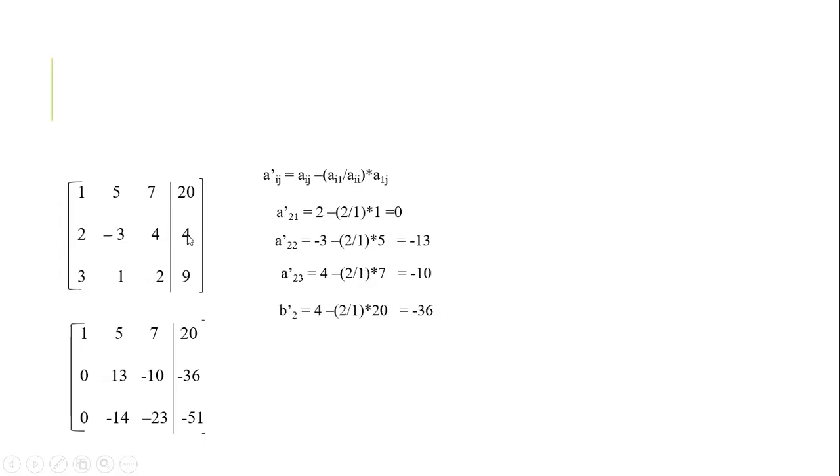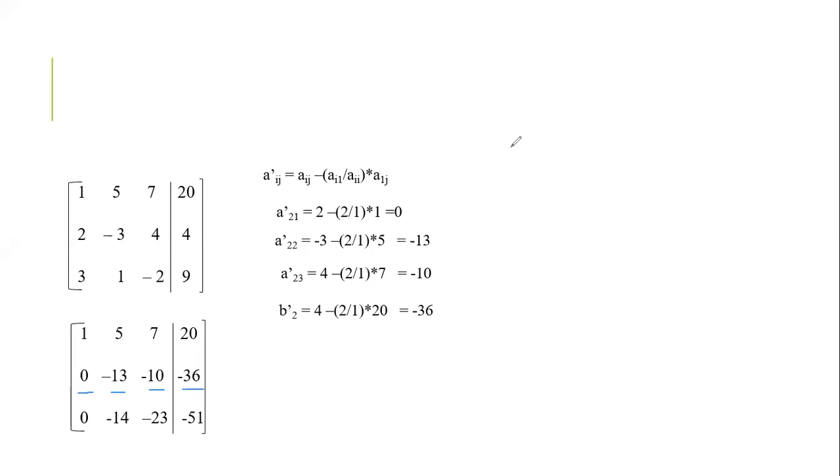Then finally, we come to B. It's going to be the same: 4 minus 2/1 times 20. That should give us 4 minus 40, which gives us -36. So that is the first operation here, and the result is written in the next matrix. So we have 0, -13, -10, and then -36. Now let's go to the next row.